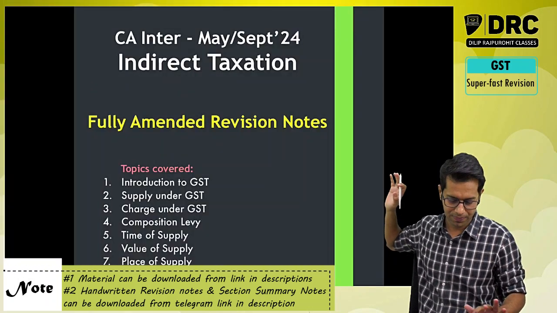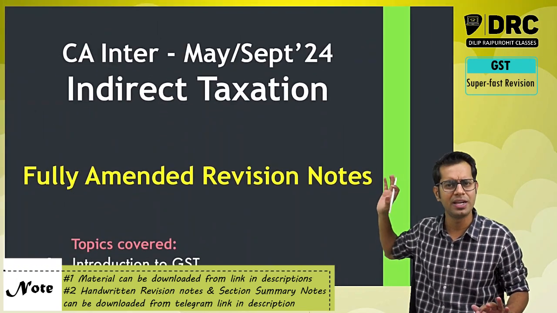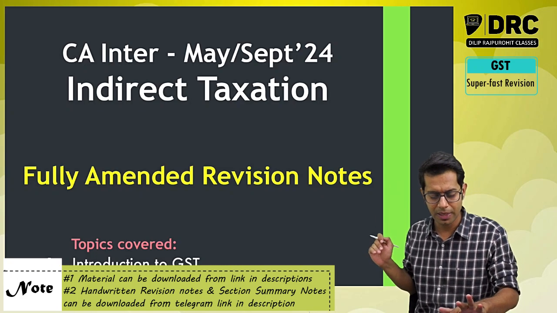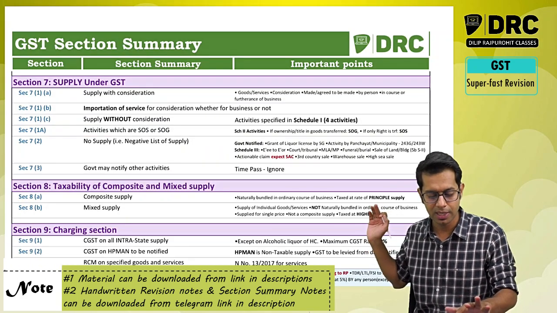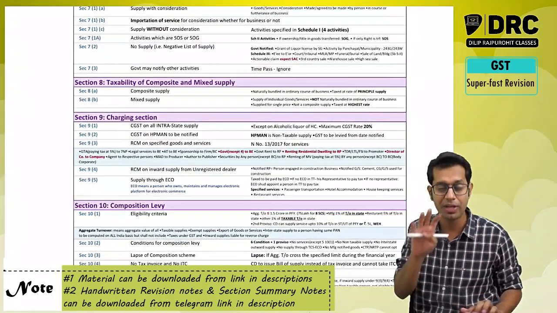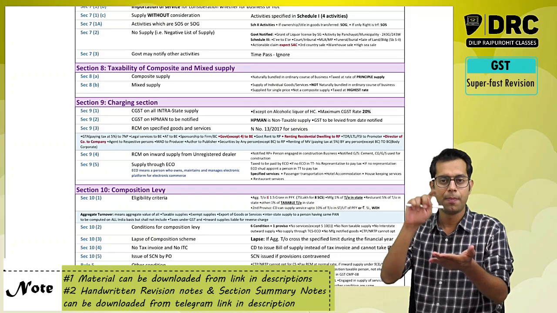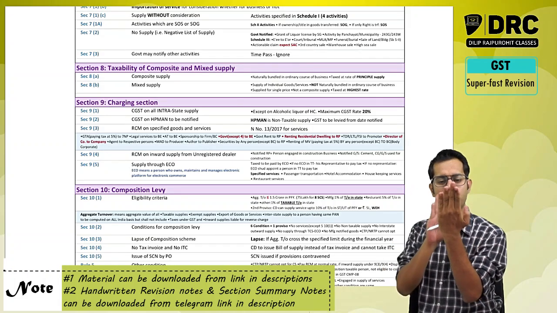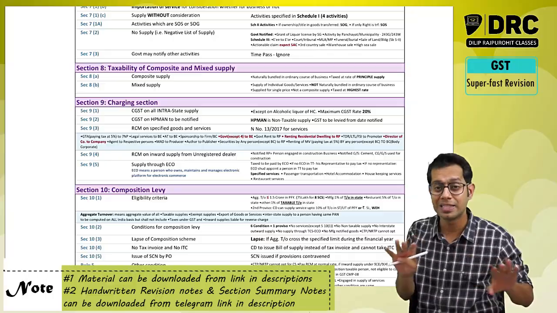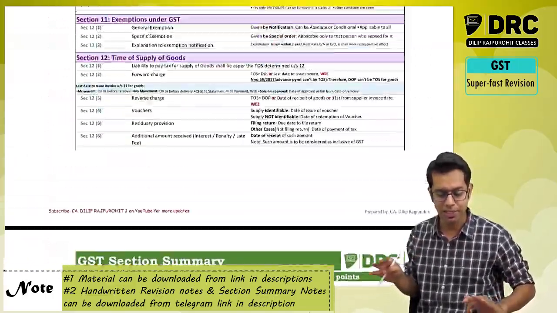Or else you can use my revision material. This revision material is fully amended. So where will I get this revision material or section summary material, sir? In this section summary, the entire GST syllabus is covered in just 4 pages. So if this is page 1, 2, 3, 4, then in 4 pages, just 4 sheets, the entire syllabus is covered. So you can use it.